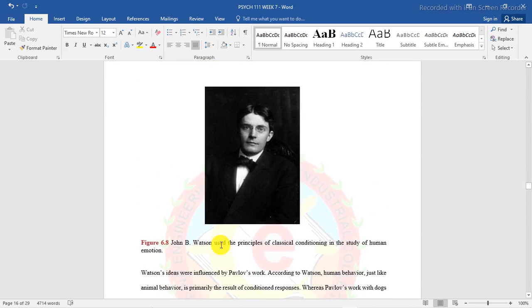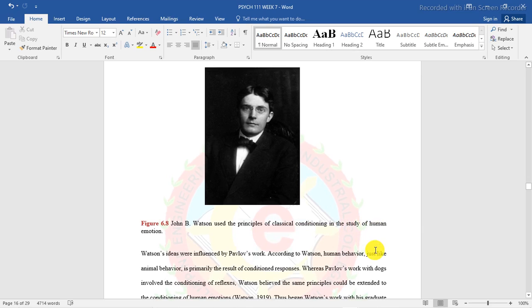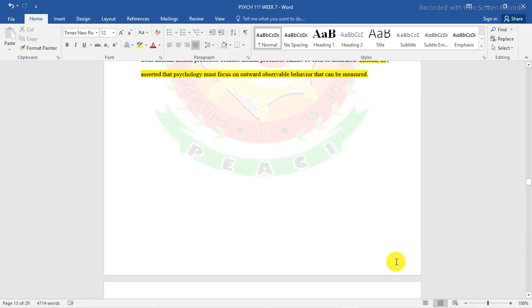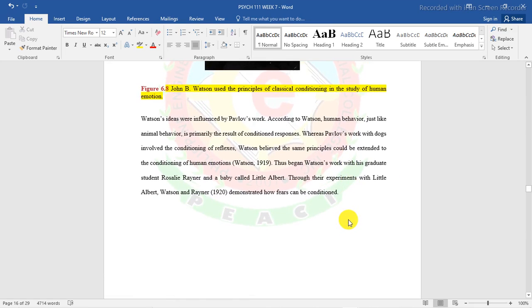So, ito siya, John B. Watson used the principles of classical conditioning in the study of human emotion. So, ano yung related ng behaviorism at saka yung classical conditioning ni Pavlov at yung behaviorism ni Watson? Ito lang, no? Stimulus, response, reaction. Ito yung similarity. Stimulus, response, meron ka nang natututunan. Okay, medyo relatable sila.